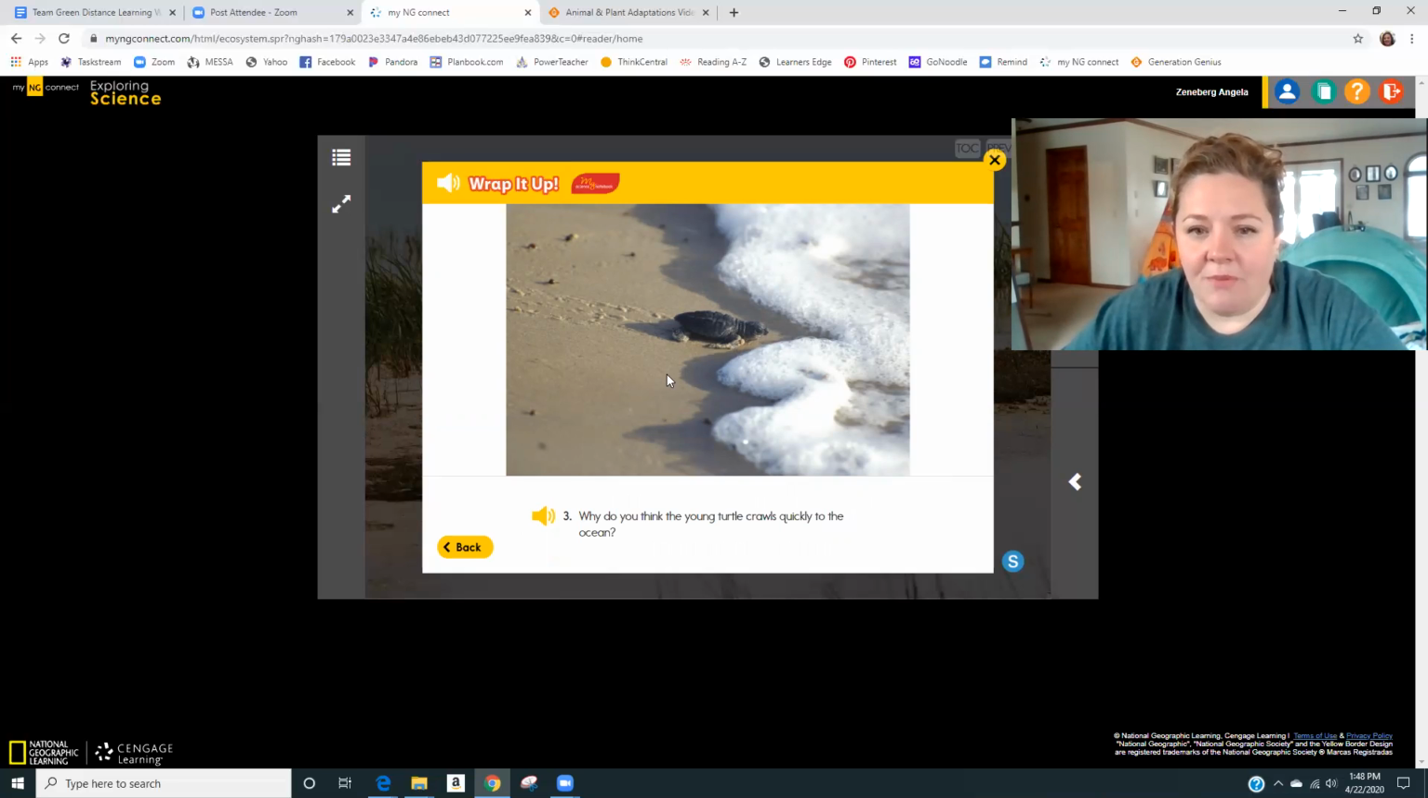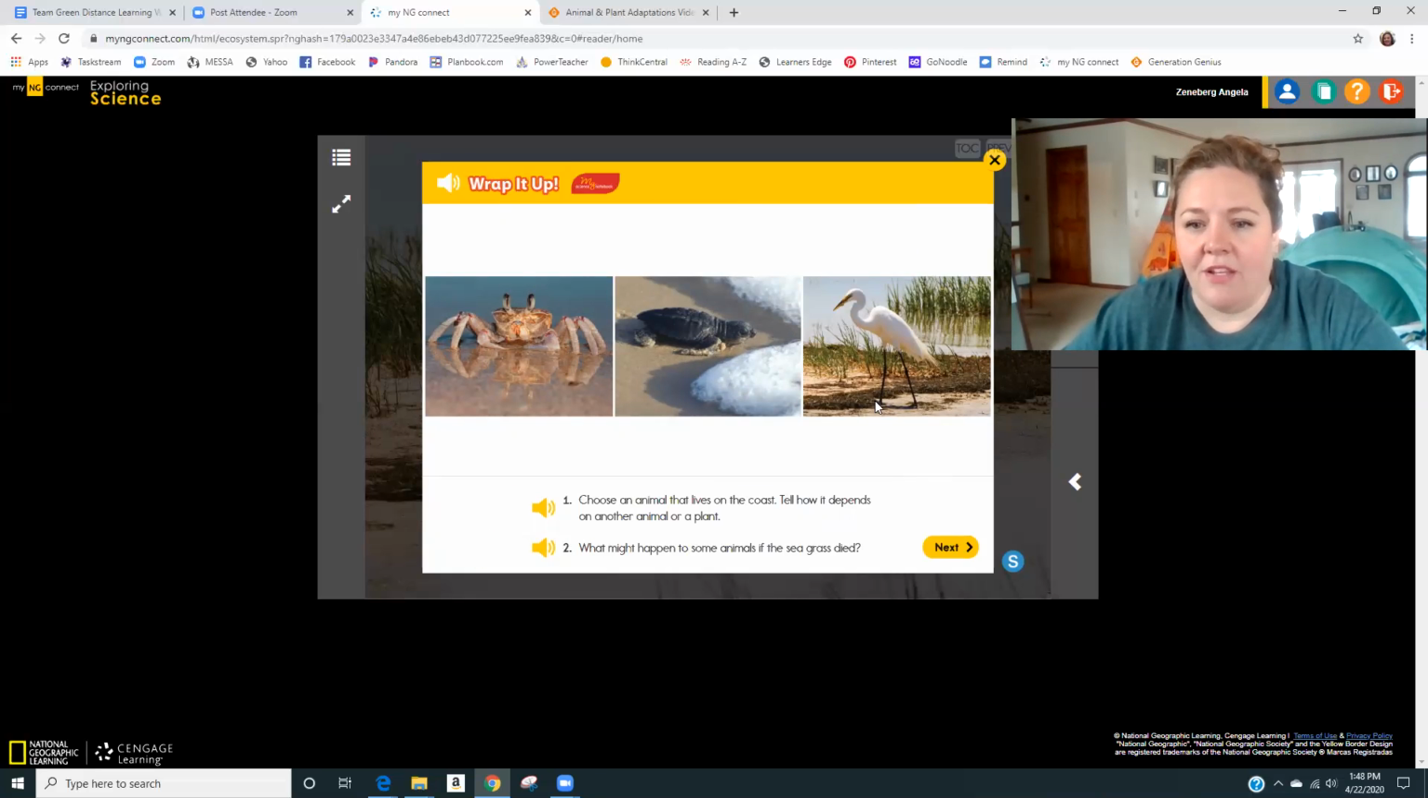If you answered because that's the safest place for him to get away from that egret, you are correct. That turtle is using a non-living part of its habitat for shelter and protection.